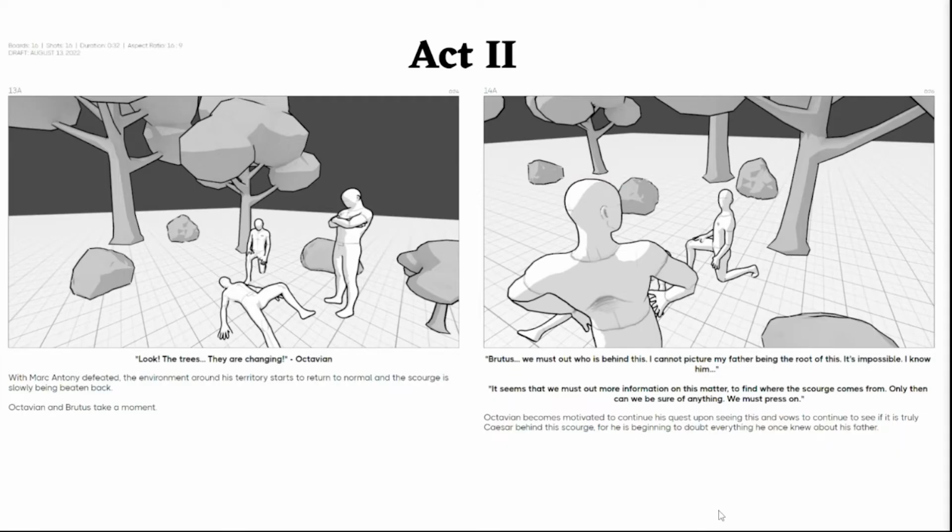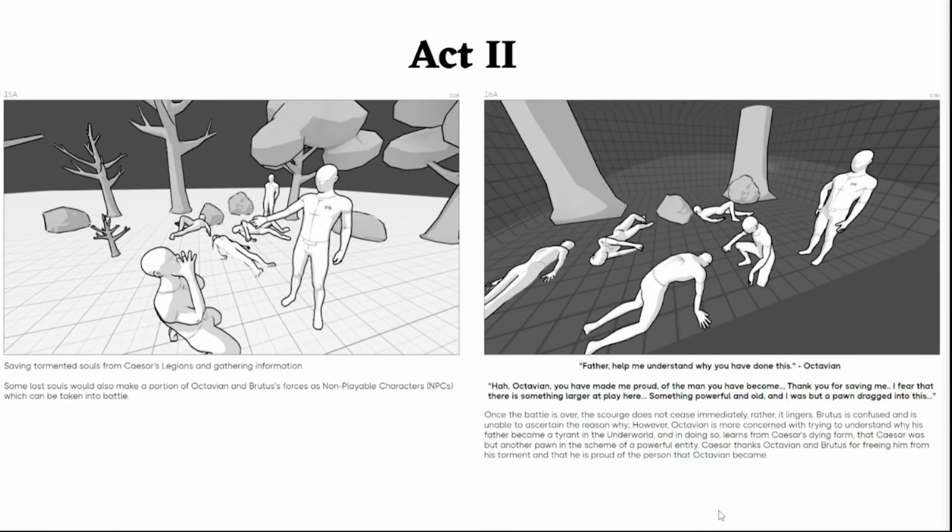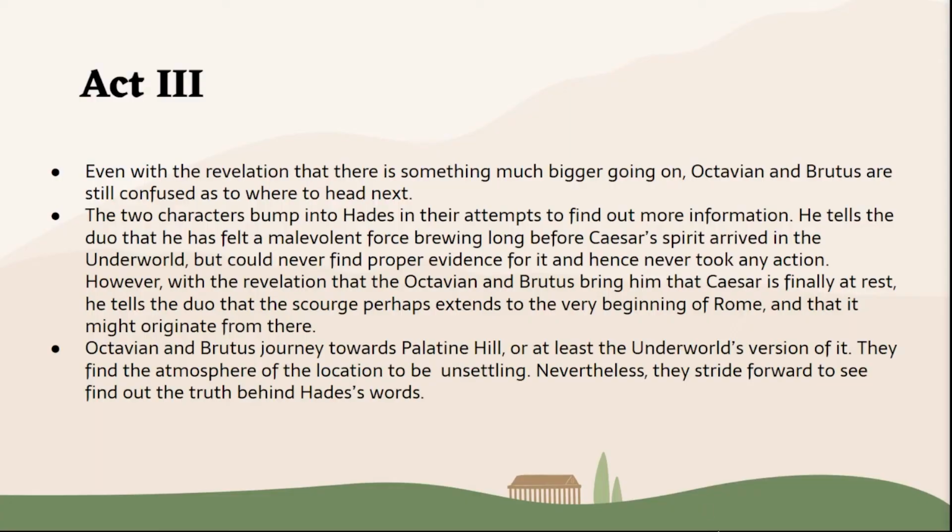So these here are the storyboards for Act 2, starting with the defeat of Mark Antony, and how we notice the environment start to change for the better. And then we also have Octavian and Brutus gathering information and finally defeating Caesar, in sort of the culmination of Act 2. Moving on to Act 3, there is this new revelation of someone or something else pulling the strings.